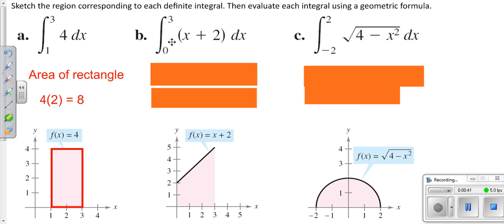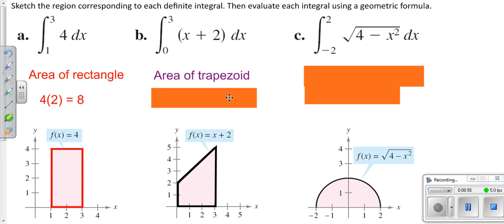The next one here, you know, is just a line with a slope of 1 with a y-intercept of 2. So when we look at that shape, it ends up being the shape of a trapezoid. And to find the area of a trapezoid, we can go 1/2 the base, the distance between the two parallel sides, times, and then we add the first base of 2 to the second base of 5, and work it out and get 10.5.